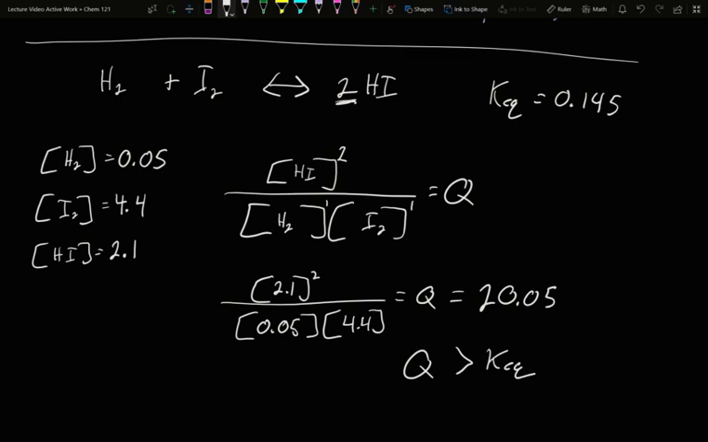This means we have too much in the top value and too little in the bottom value. So too high, too low. I need Q to be smaller, so I need less on top, more on bottom. That means I need less products and more reactants. And so this reaction will move towards reactants. It'll move left.